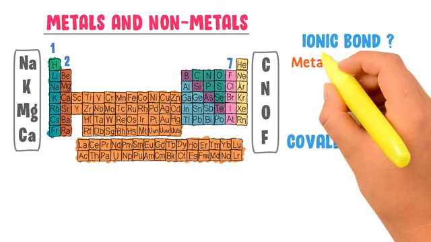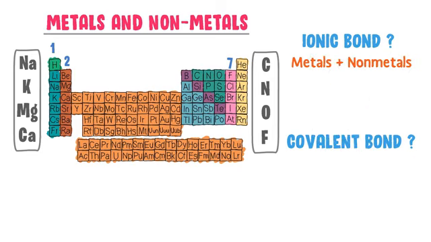Well, metals plus non-metals combine chemically and they form an ionic bond. For example, sodium chloride or table salt. Here, sodium is a metal and chlorine is a non-metal. So there is an ionic bond between them.